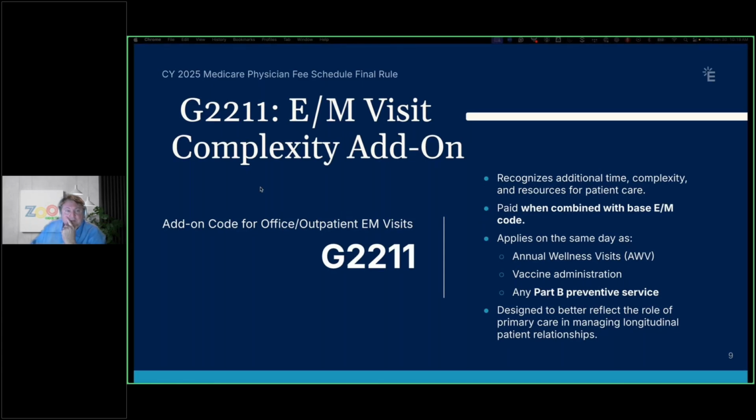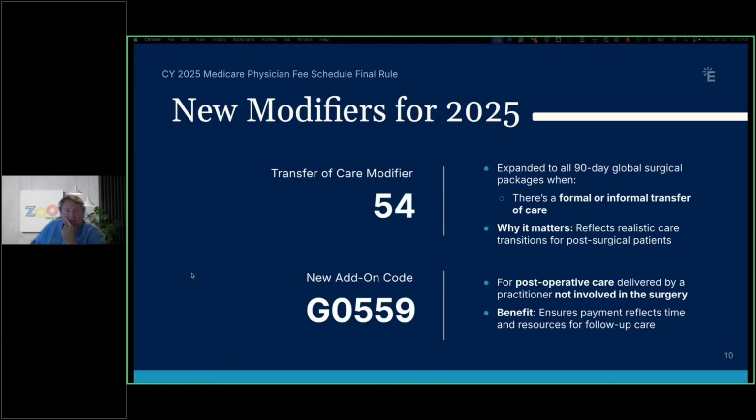Okay, so with that, we're going to move on to the next code in the system, and that is G0559, and this will also be the first mention of a modifier. This may not be relevant to your practice. It may be relevant to some of you out there that do perform surgeries. These are changes you need to know about. An adjustment to modifier 54 has been introduced to better reflect realistic care transitions. The transfer of care modifier 54 now applies to all 90-day global surgical packages, addressing situations where post-op care is handled by a different provider.